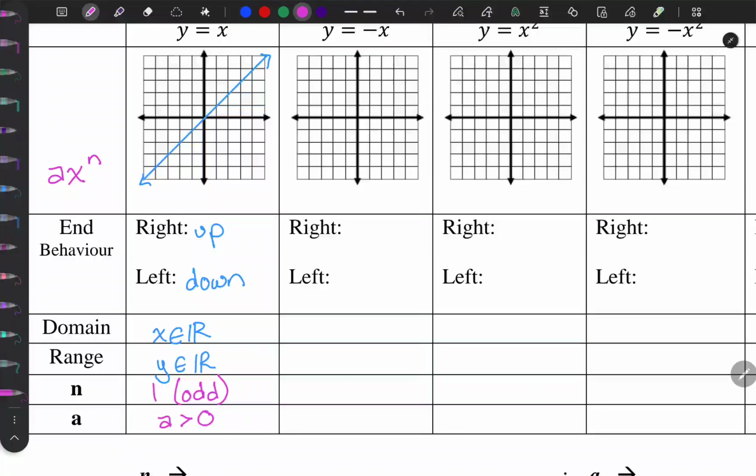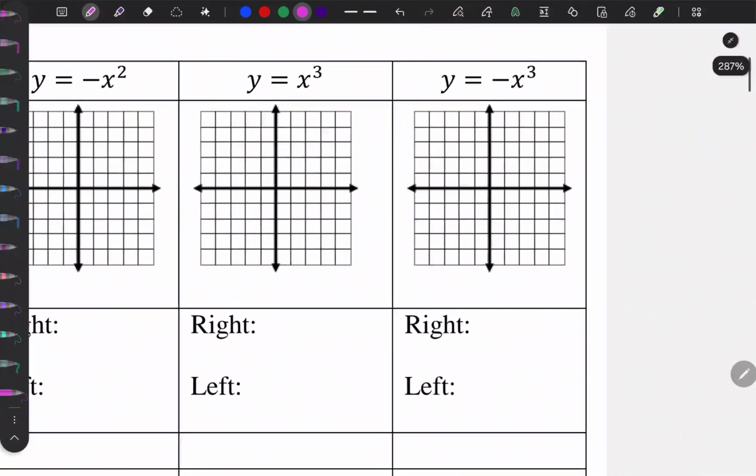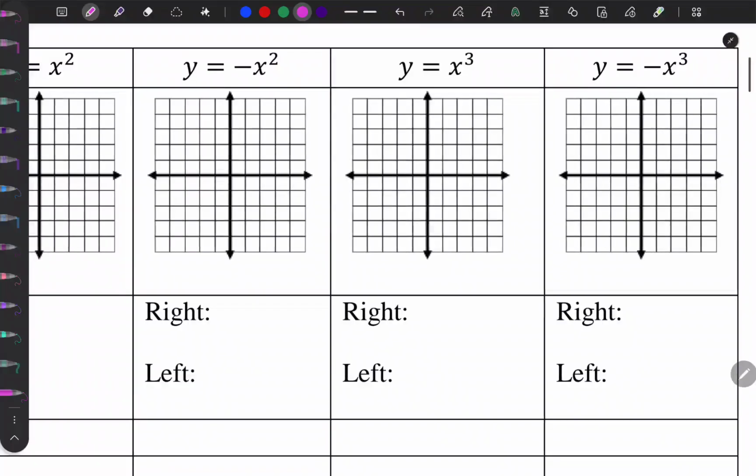Let's actually do the last one. Let's look at the negative cubic, and then you can fill in the rest yourself. So we're going to follow the same things: end behavior, domain, range, n, and a. But let's come all the way across to the negative x cubed. Now to sketch this one, you can do a little table of values if you need to, but we're really only going to be able to fit 3 points on here, and then hopefully we remember the basic shape of a cubic.